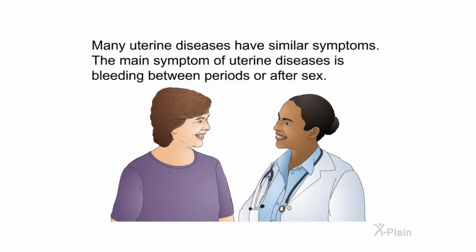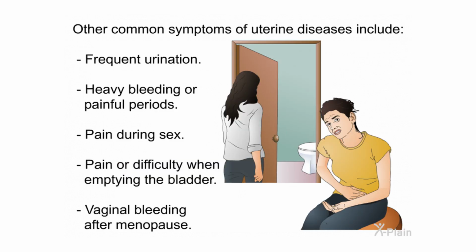Symptoms. Many uterine diseases have similar symptoms. The main symptom of uterine diseases is bleeding between periods or after sex. Other common symptoms of uterine diseases include frequent urination, heavy bleeding or painful periods, pain during sex, pain or difficulty when emptying the bladder, vaginal bleeding after menopause.